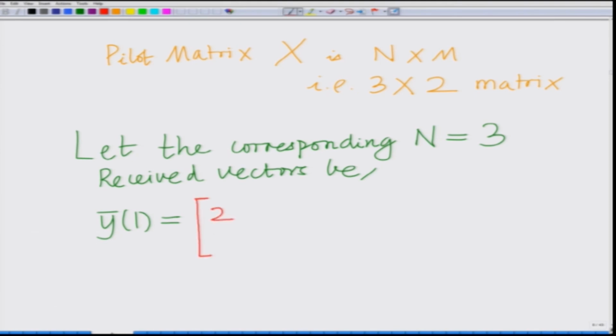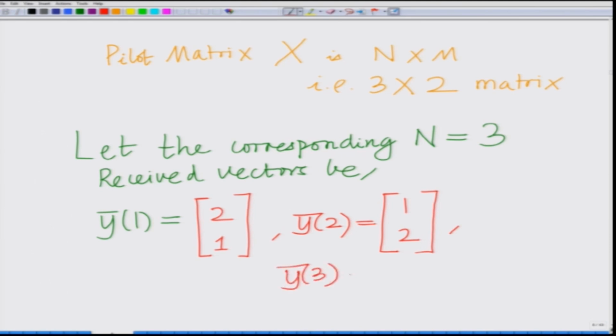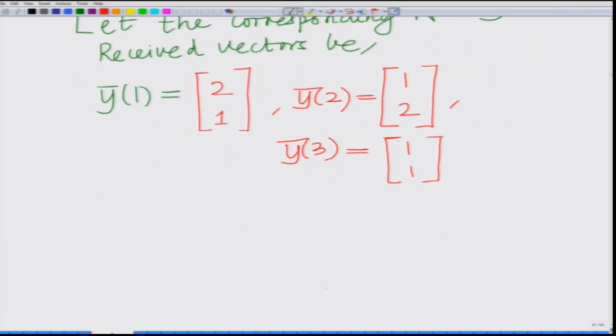y bar 1, this is equal to, let us say, 2 1, y bar 2, that is the second received vector, is 1 2, and y bar 3, that is equal to 1 1. That is N equal to 3 received vectors.